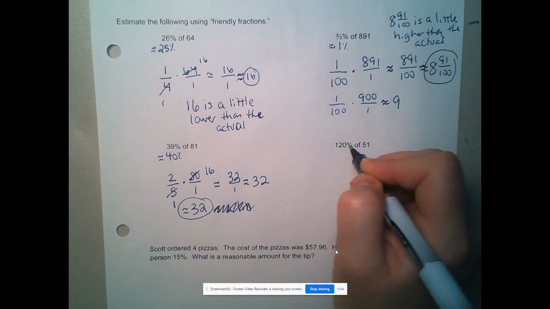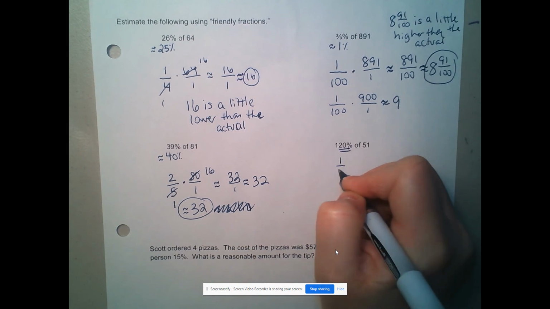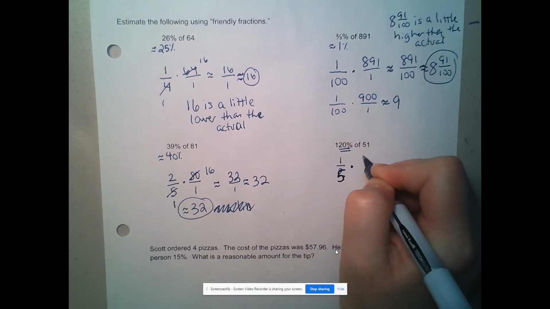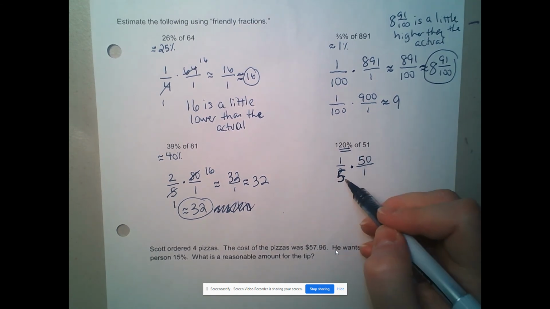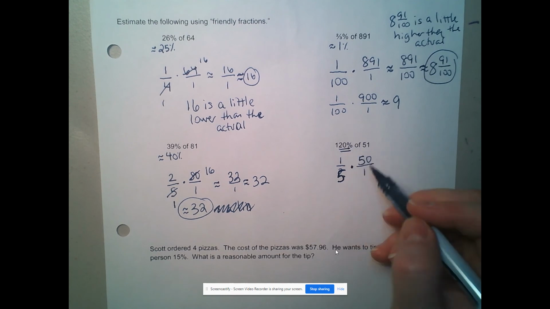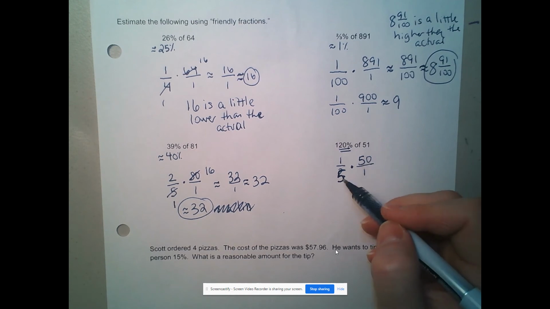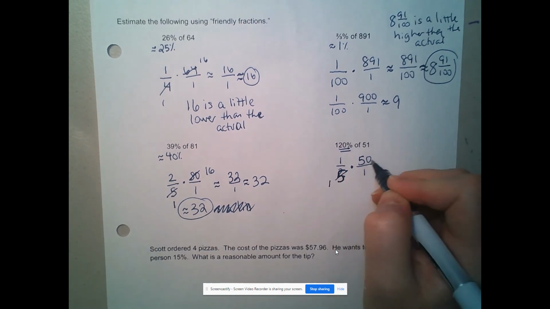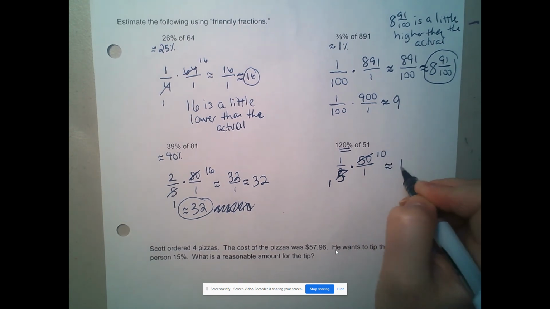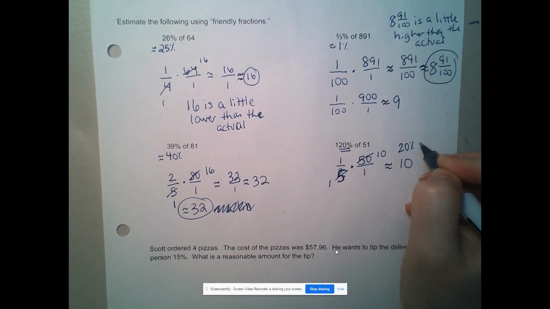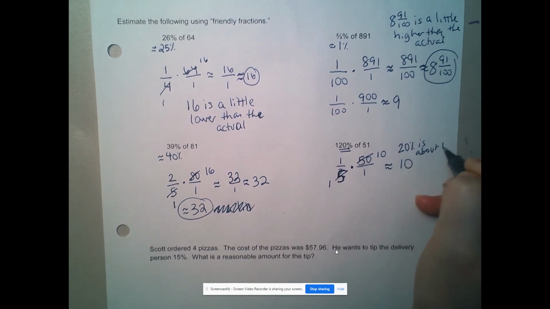Last but not least, 120%. I'm actually going to look for the 20%, which is 1/5. So I'm going to write 1/5 times, instead of the 51, I'm going to go with 50. And you're like, well, why'd you do that? Well, 1/5 is the 20%. I went with 50 instead of 51 because I knew it would simplify nicely with the 5. 5 divided by 5 is 1, and 50 divided by 5 is 10. So I know that 20% is about 10.